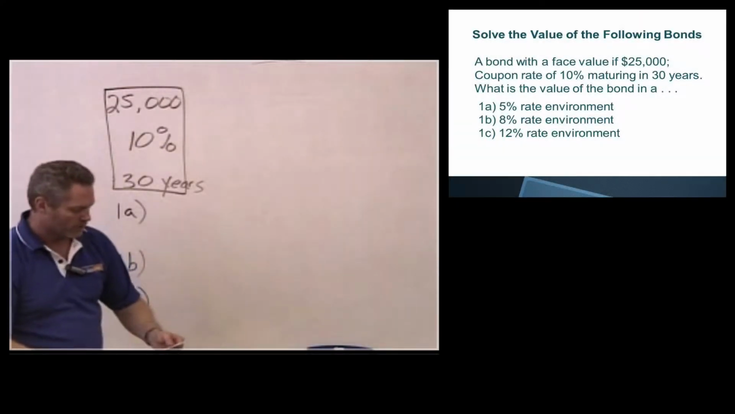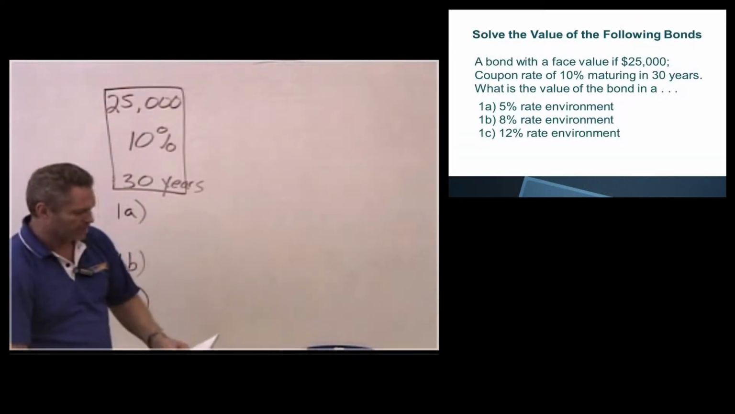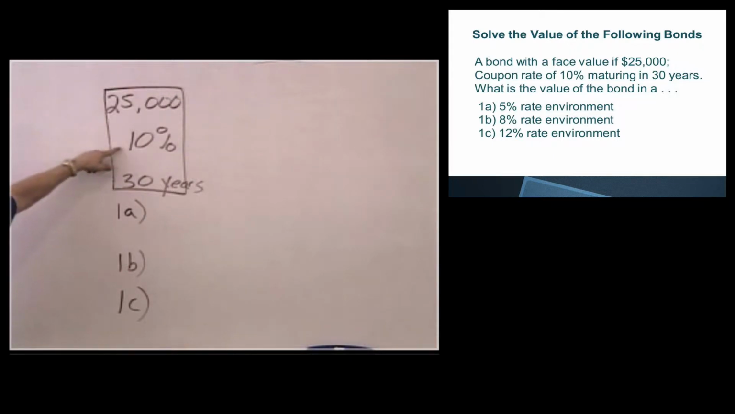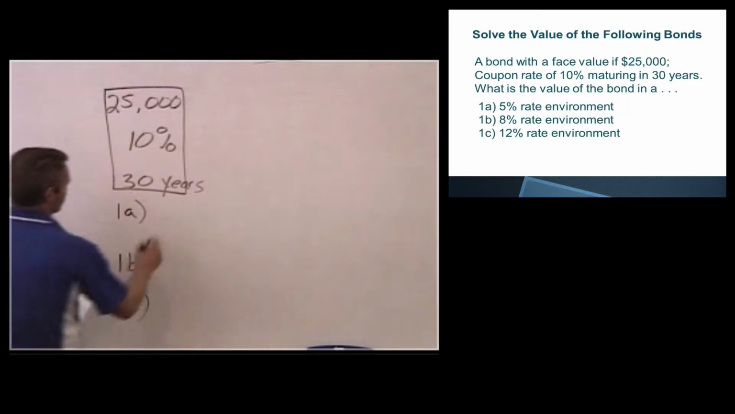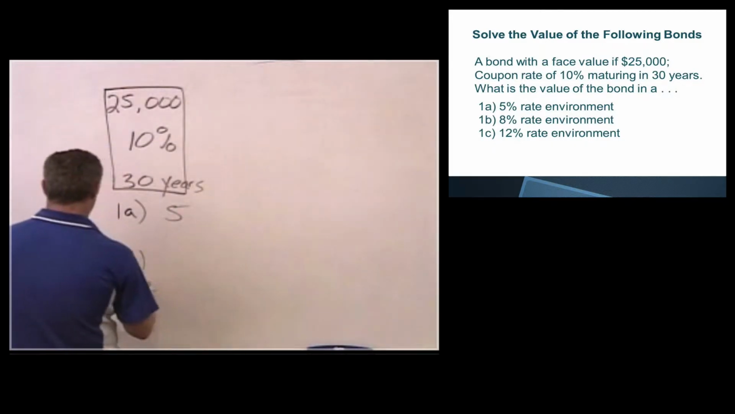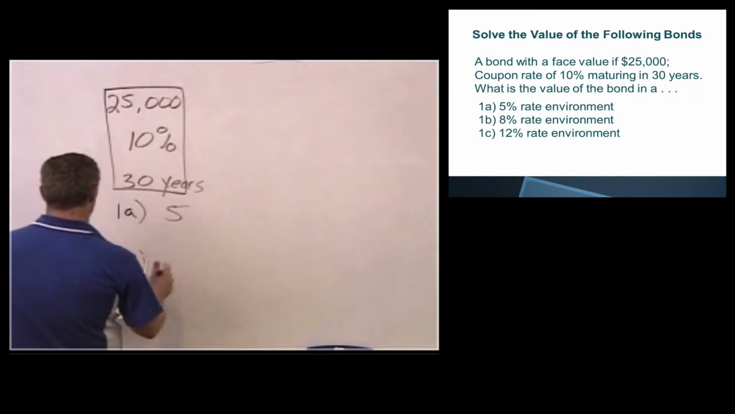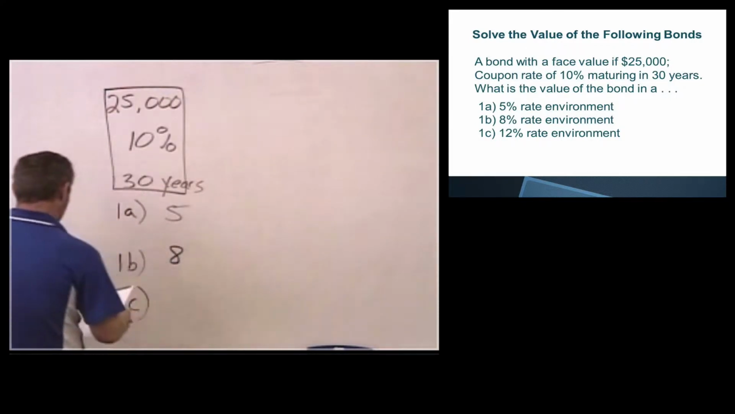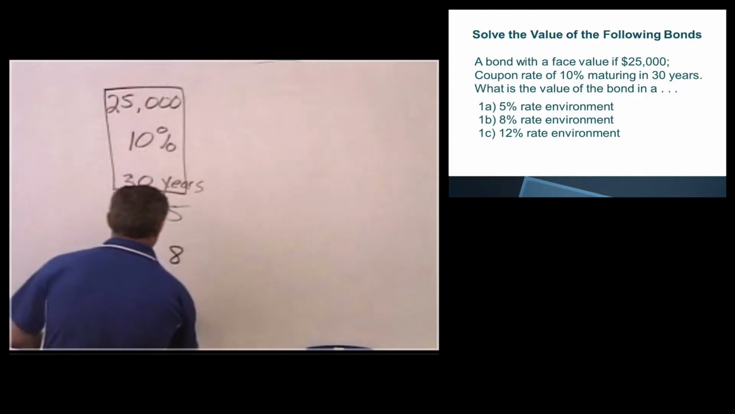All right, so on page 18, what we have here is a bond that's $25,000 with a 10% coupon rate that's maturing in 30 years. Now, we have three questions because we have three rate environments. First rate environment is 5%. Second rate environment is 8%. And the last one is 12%.